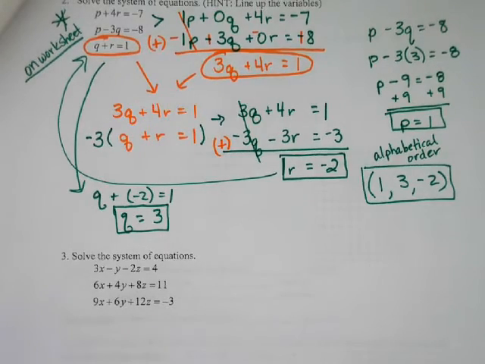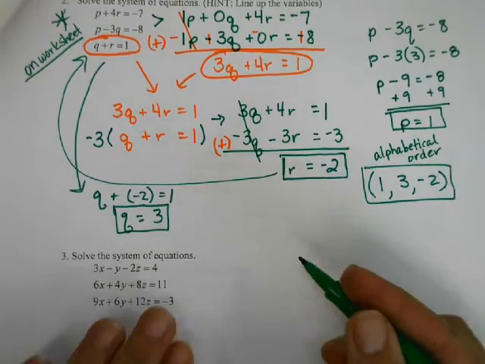Okay, number 3 says solve the system of equations. Let's make a game plan. What do you think? What looks like the easiest variable to get rid of? And we remember we have to get rid of that variable twice. It's totally up to you guys. X, because it's all multiples of 3. They're all multiples of 3, so let's go ahead and try to get rid of x. I'm good with that.